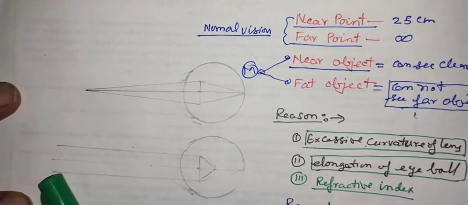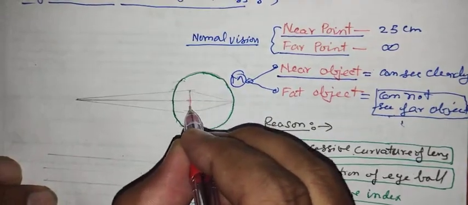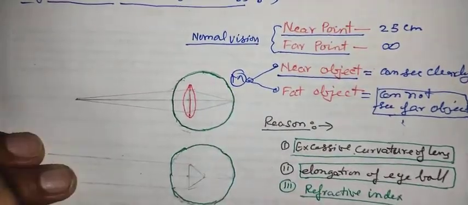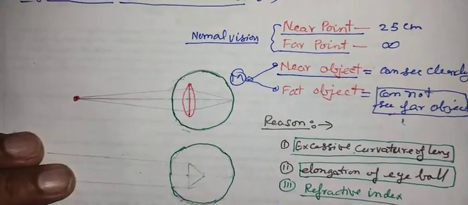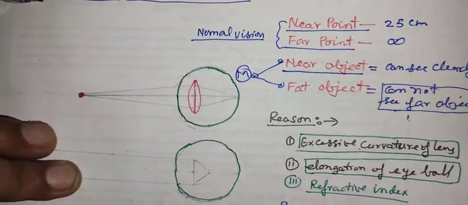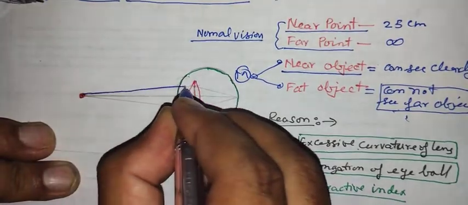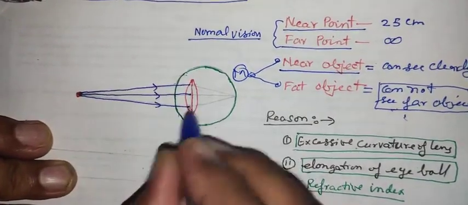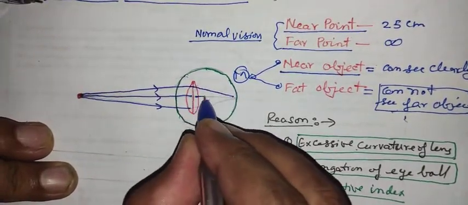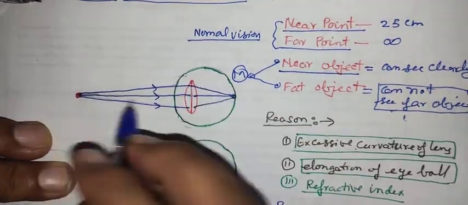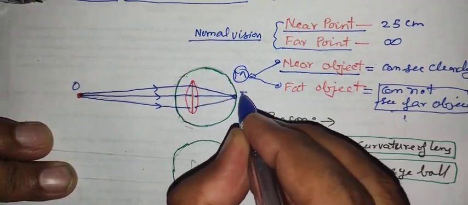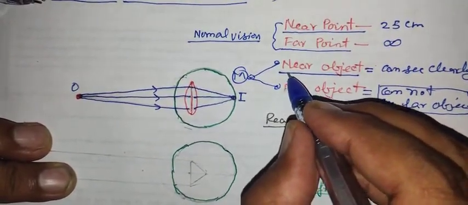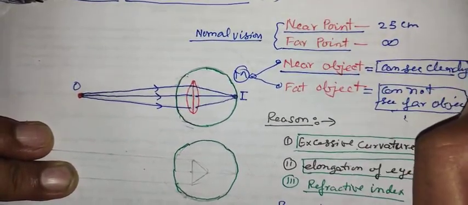See it in the ray diagram also. Consider the eyeball, and let this be the position of the eye lens. We know that the eye lens is convex in nature. The light rays from a nearby object fall on the eye lens, and after refraction converge at the focus, so the image is clearly formed on the retina. That is why a person with myopic defect can see near objects clearly and distinctly.